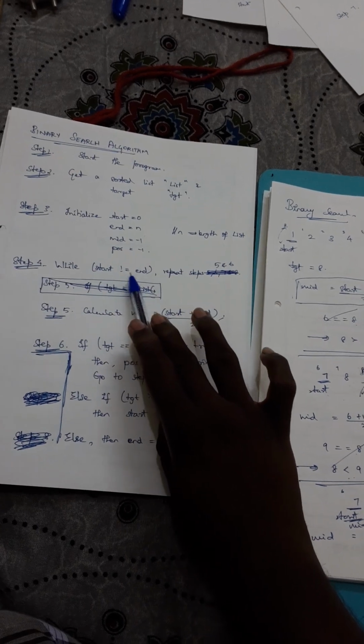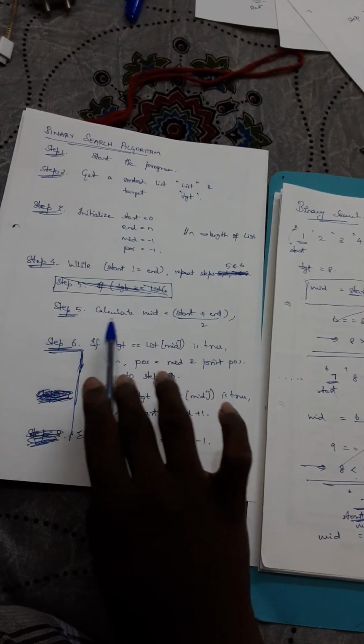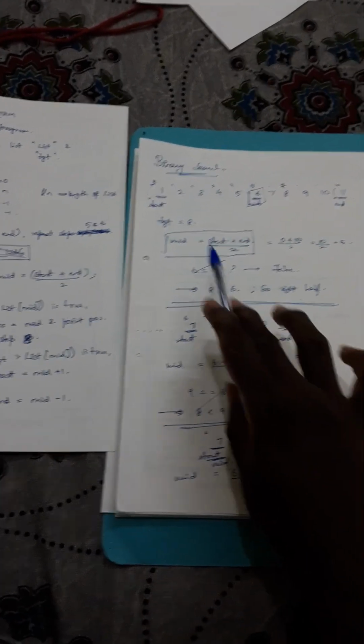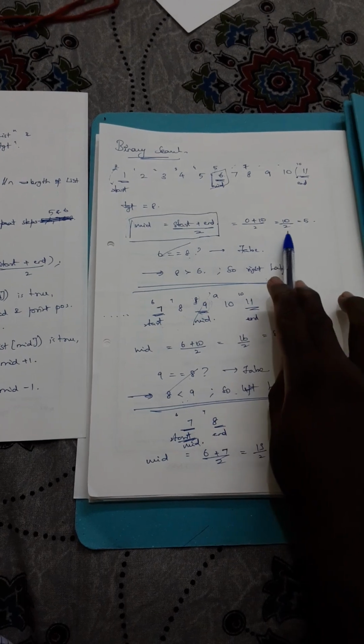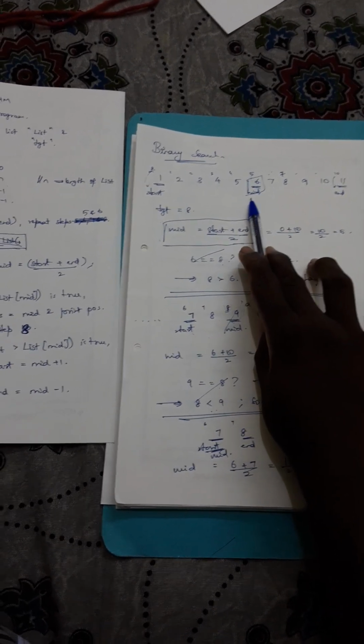So while start is not equal to end, here 0 is not equal to 10, so we can enter the loop. We'd calculate mid is equal to start plus n divided by 2. So mid is equal to 0 plus 10 by 2, which would be 5. So the fifth position, 6, would be the middle value.